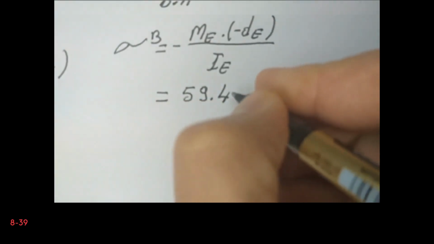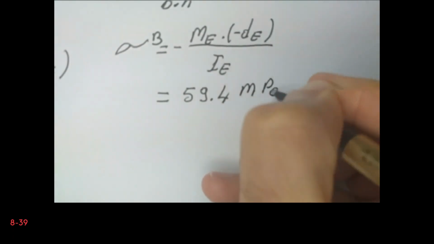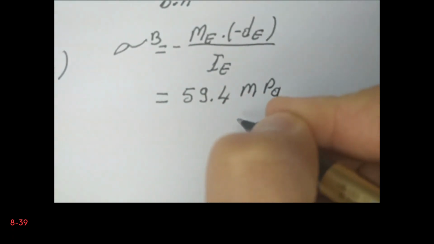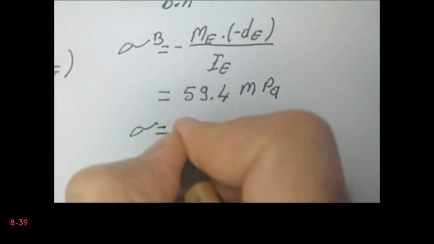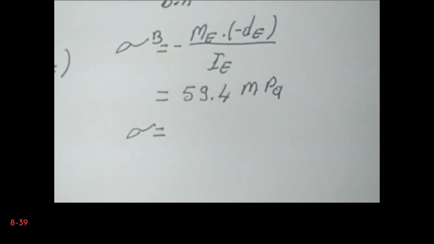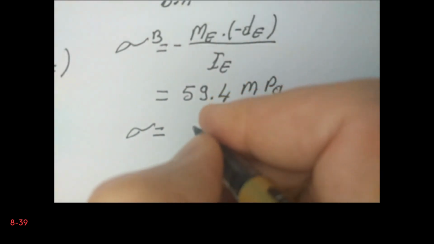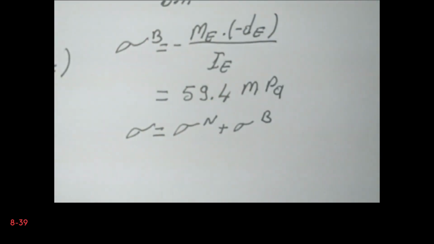Now the stress in the normal direction is equal to normal stress due to the axial loading plus normal stress due to the bending, and then what we have is obviously 57.8 megapascals.